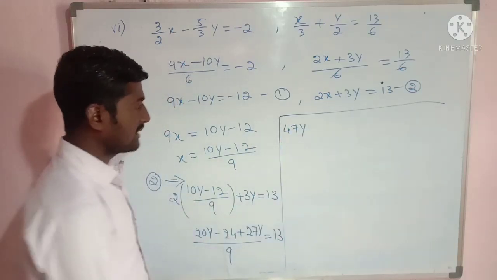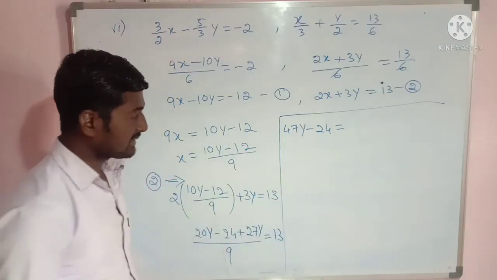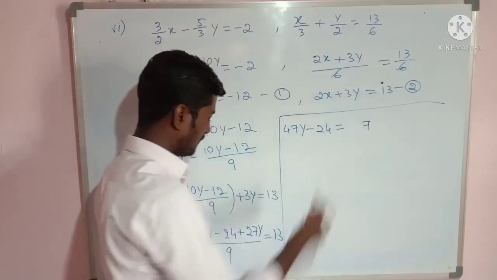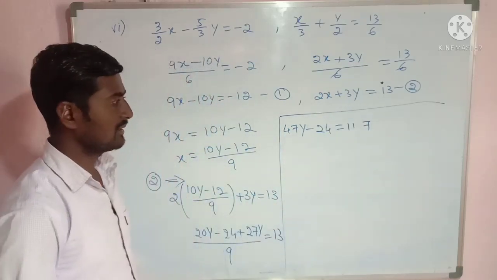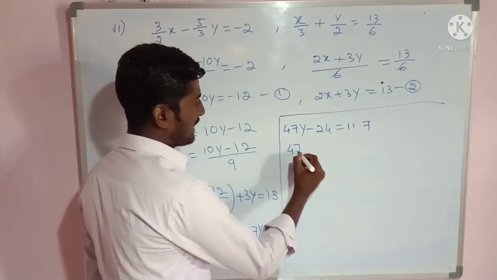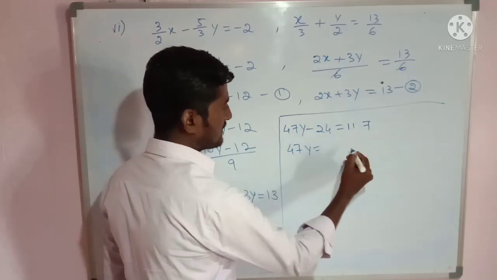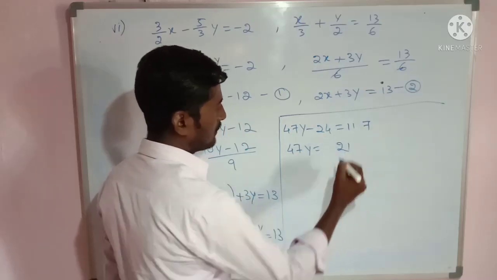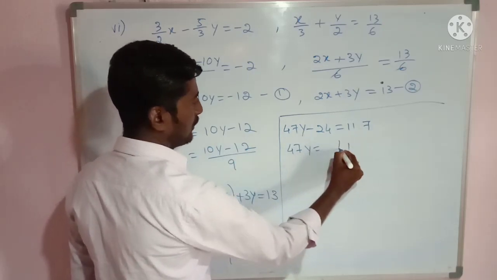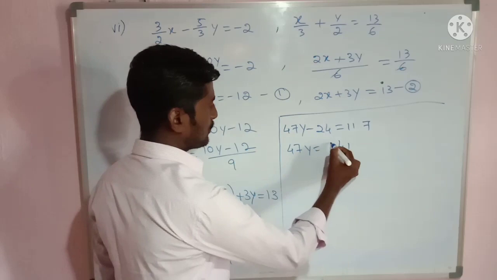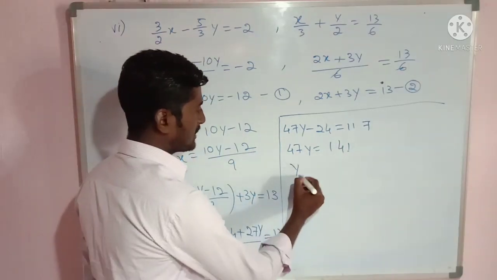47y minus 24 is equal to 9 3s are 27, carries 2, 9 1s are 9 plus 2, that is 11, 117 it is. Okay. Now 47y is equal to 117 plus 24, that is 11, 2, am I right? 11 plus 2 plus 1, 3 plus 1, it is 4. Then it is 1. How much it is? 141.